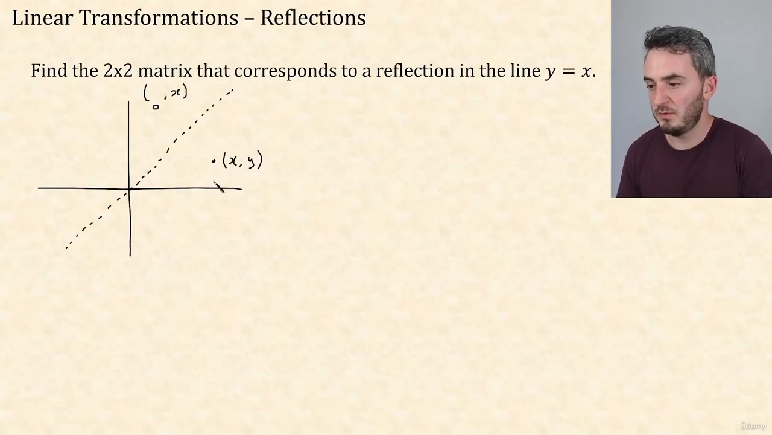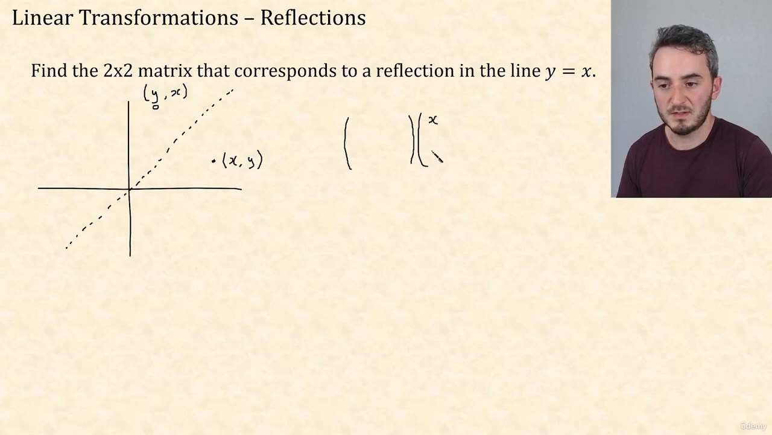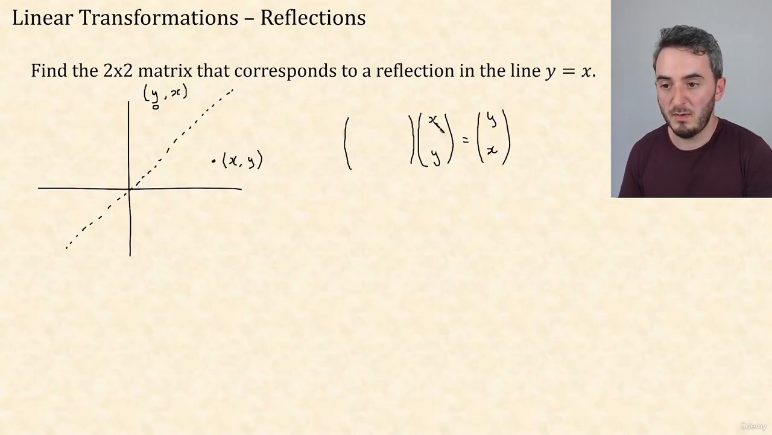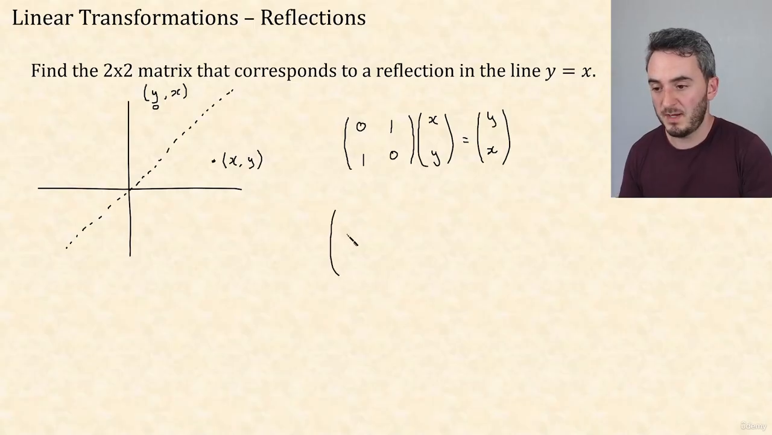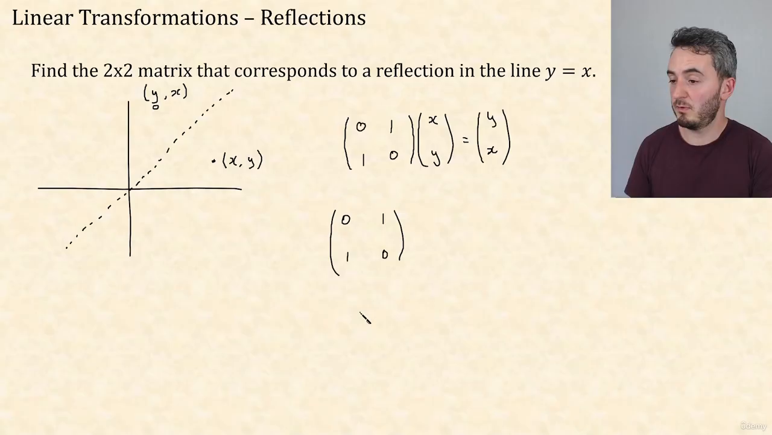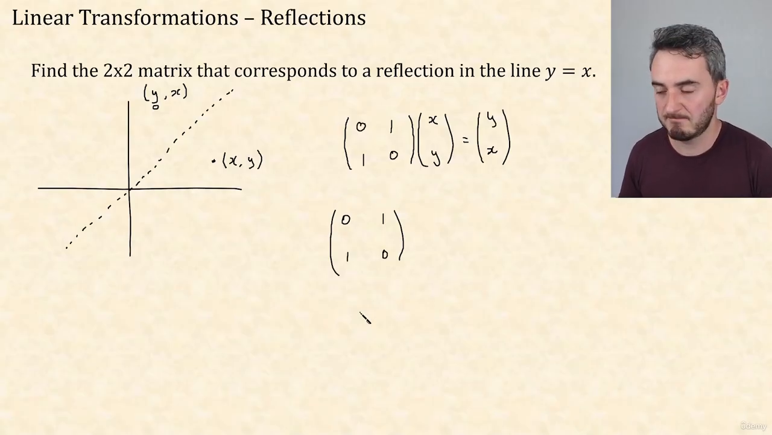My old y value, which is the height here, seems to be my new x value. So now the question is, what's the 2 by 2 matrix which maps the point x, y to the point y, x? Well, this is also relatively easy because I want no x's and 1 y to get my y there, and I want 1 x and no y's to give me the x there. And so this matrix here, 0, 1, 1, 0, is a reflection in the line y equals x.